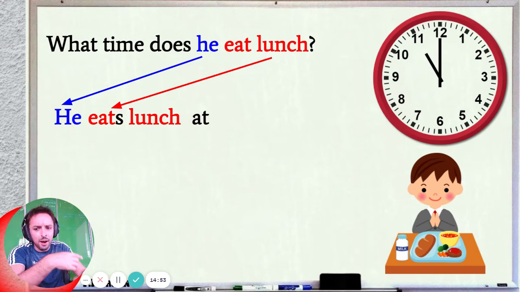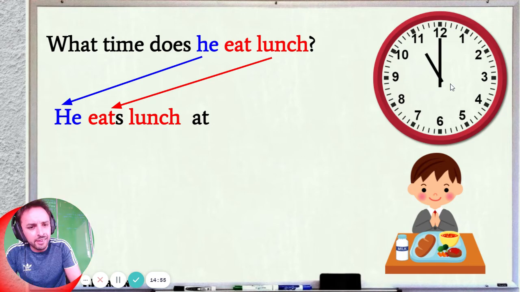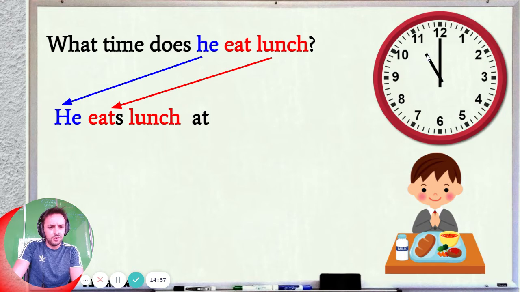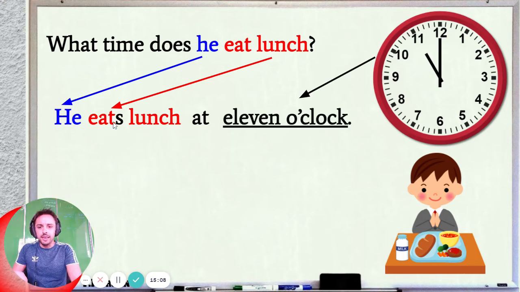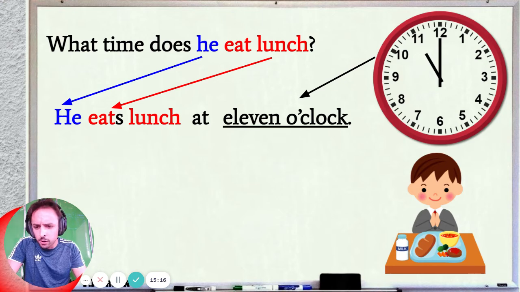He eats lunch at what time? What time does he eat lunch? Let's see. So small hand is at 11. Big hand is at 12. So that's 0 minutes. So you say 11 o'clock. He eats lunch at 11 o'clock.